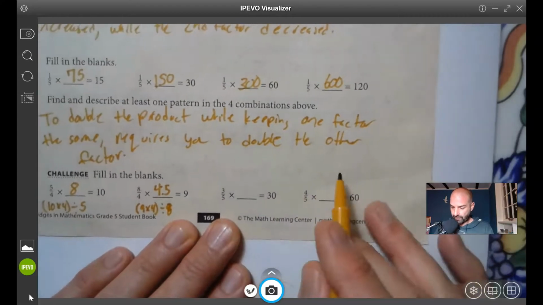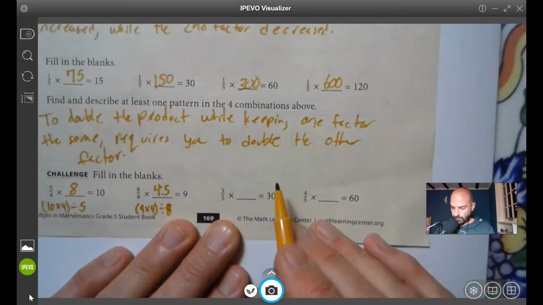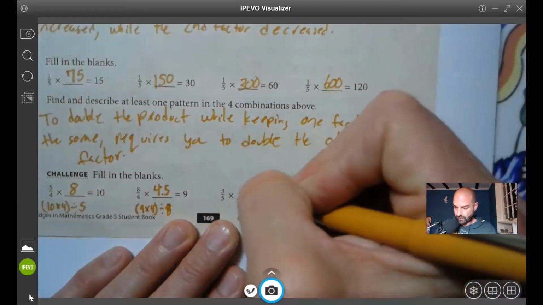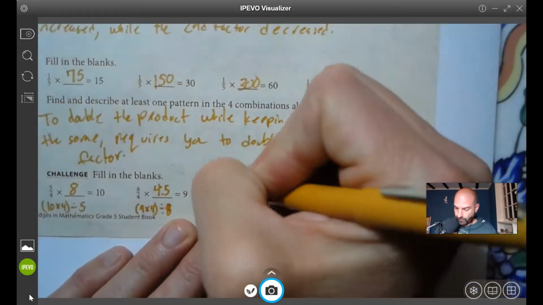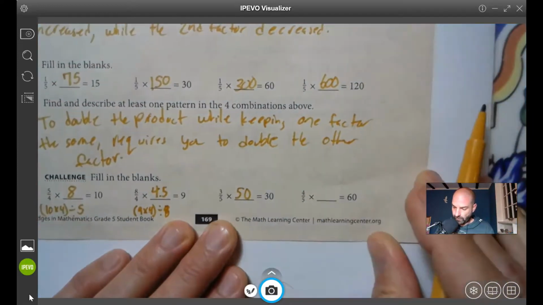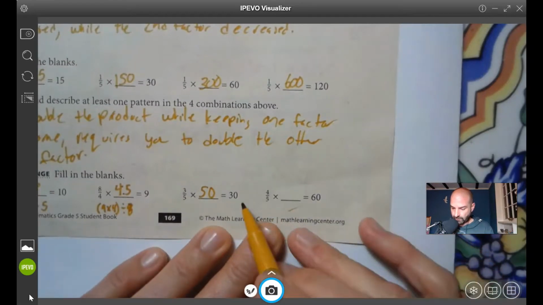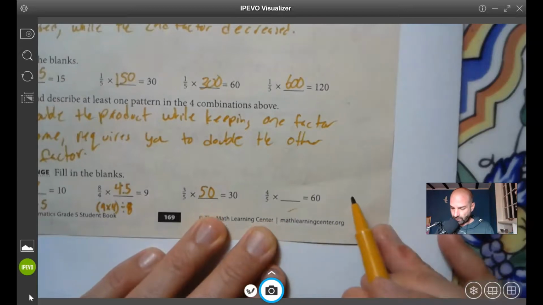3/5 of something is 30. So again, this number is going to be greater than 30. We could do this, 30 times 5 is 150, divided by 3 is 50. 1/5 of 50 is 10. 3/5 is 30. 4/5 of something is 60. Is there any relationship there? No. I mean, this doubles, but the factor has changed.